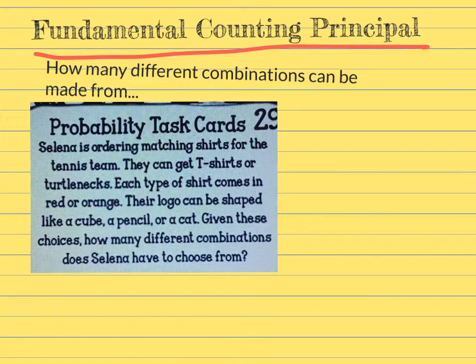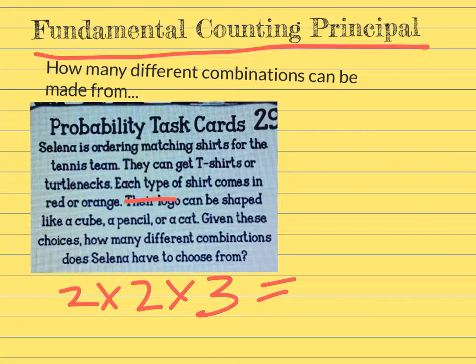All right, let's try this one. This is a little bit more complicated. So Selena is ordering matching shirts for the tennis team. They can get t-shirts or turtlenecks. So that is 2 different types of shirts. And each type of shirt comes in red or orange. So that's 2 different colors. And then the logo can be shaped like a cube, pencil, or cat. So that is 3 different types of logos. So if we multiply those different choices together, 2 times 2 is 4. Then 4 times 3, again, we have 12 different combinations that Selena has to choose from.